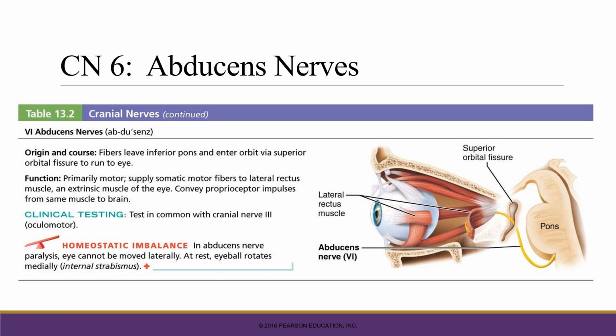Primarily motor is its function, supplying motor fibers to the lateral rectus. This is LR6, okay, so SO4, LR6, AO3. It conveys proprioceptive impulses from the same muscle to the brain. So where are we in space? The eye muscles will help us with that. Clinical testing is in common with cranial nerves 3 and 4. We're going to do that, follow my finger in that H pattern. Homeostatic imbalance: in abducens nerve paralysis, the eye cannot be moved laterally. So the lateral rectus muscle would be paralyzed, and at rest the eye would rotate medially. We would call that internal strabismus.